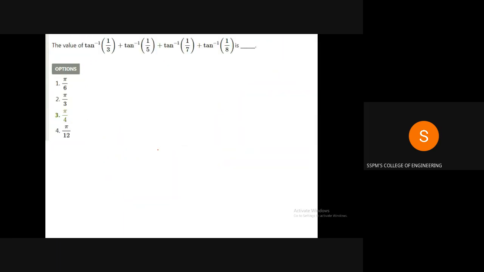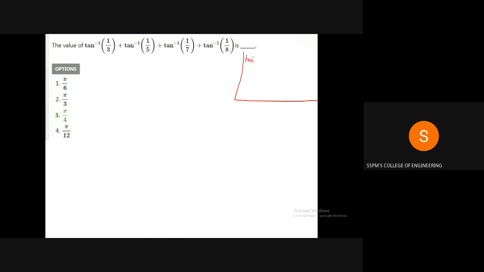Next question. Again, one more example of tangent. The value of tan inverse 1 by 3 plus tan inverse 1 by 5 plus tan inverse 1 by 7 plus tan inverse 1 by 8 is to be found here. So I will write the formula that will be useful to solve this question.